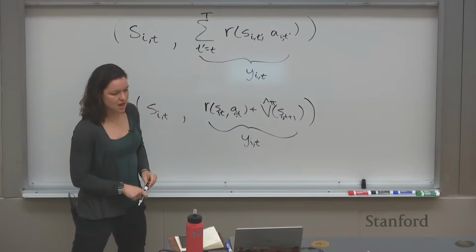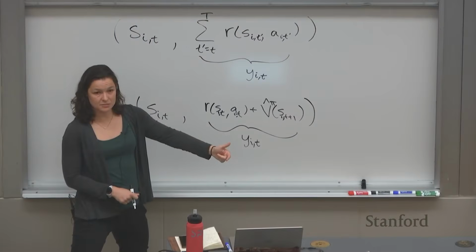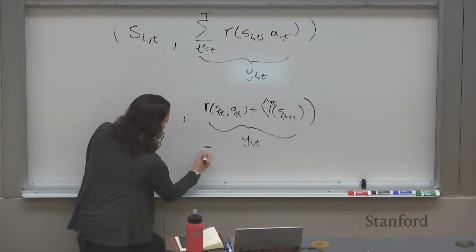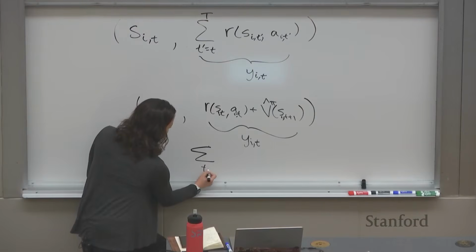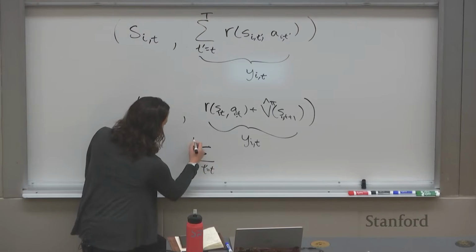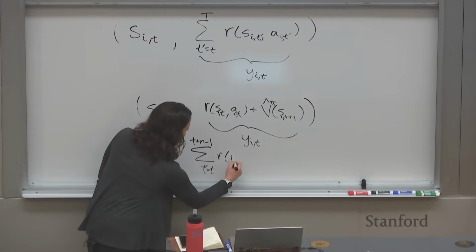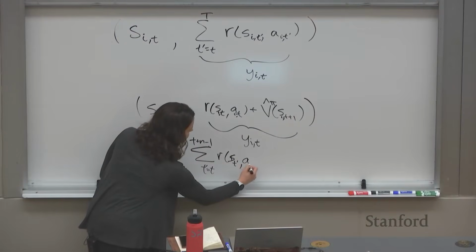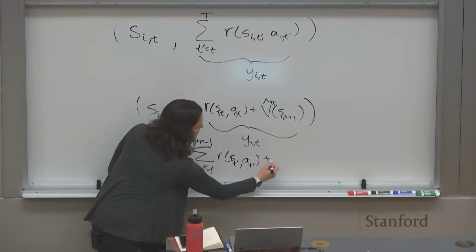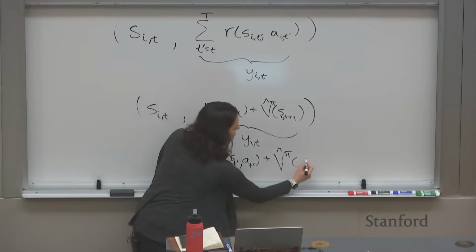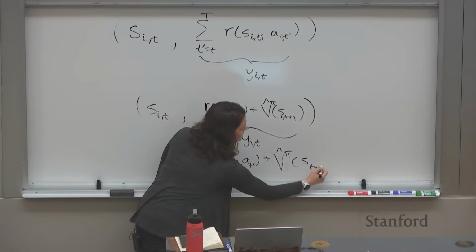the next n-1 rewards, and then use your value estimate at t plus n. And so this looks like a sum from t to t plus n minus 1 of r of s, a, plus your estimate of the value at t plus n.